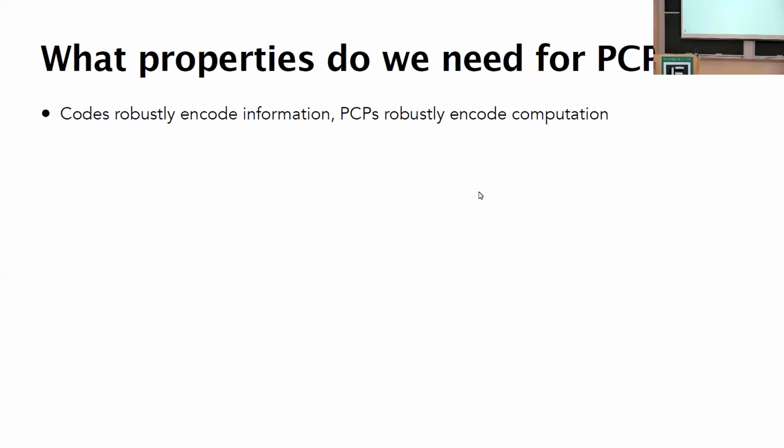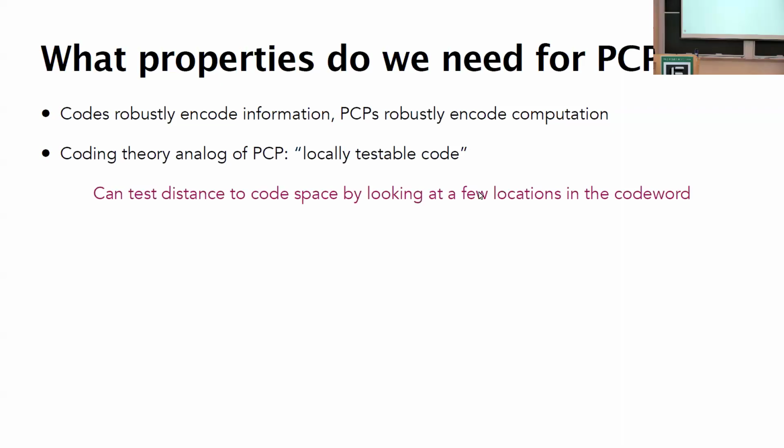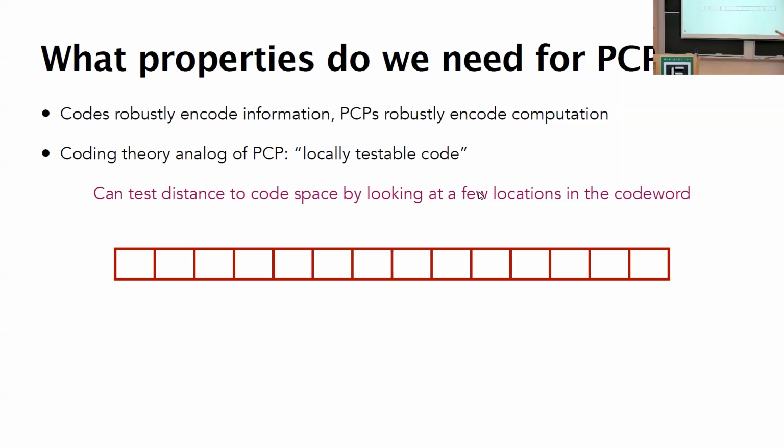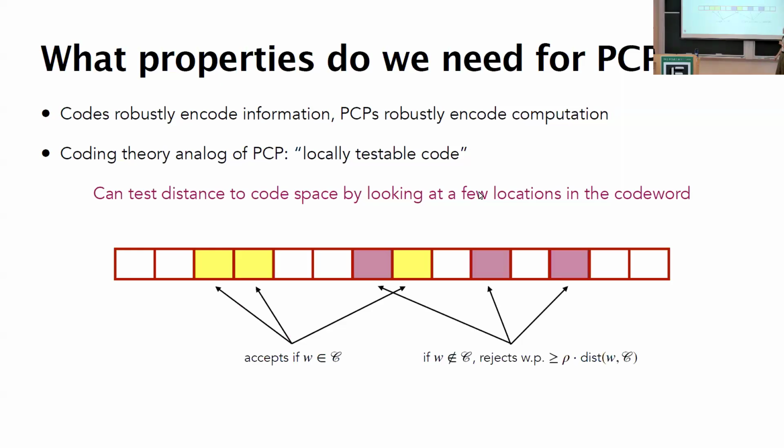And so similarly, if you go back to the codes regime, there's a coding theory analog of a PCP, which is called a locally testable code. So what is a locally testable code? A locally testable code is one in which you can test distance to the code space. So instead of checking computation, you can test distance by looking at just a few locations in the code word itself. So schematically, this is a code word. If you want to test distance to the code space, you can query just a constant number of locations. And if your word is in your code space, you should accept. And if it's far away from the code space, you should reject with pretty high probability.